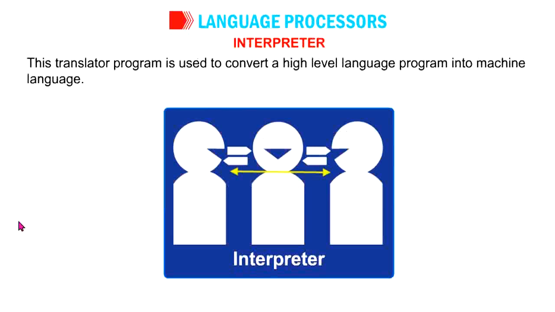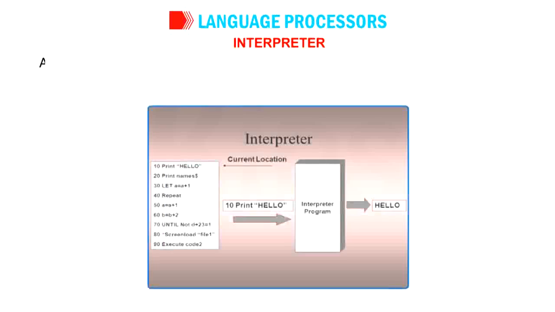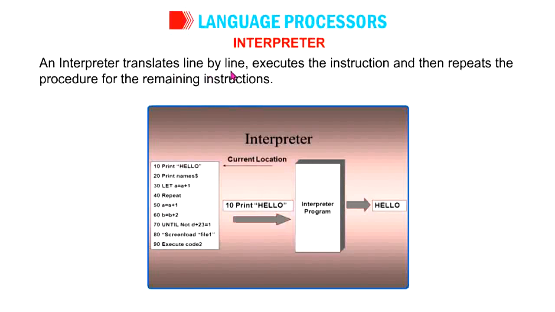The next language processor is the interpreter. This translator program is used to convert a high-level language program into machine language, that is zeros and ones. An interpreter translates line by line, executes the instruction and then repeats the procedure for the remaining instructions. For example, it will interpret, that means convert into machine language, line by line.